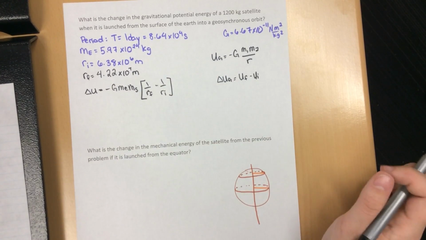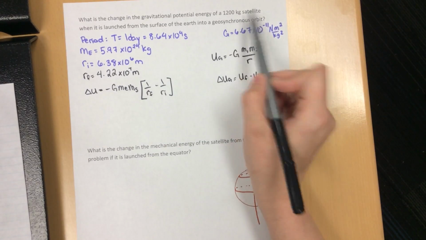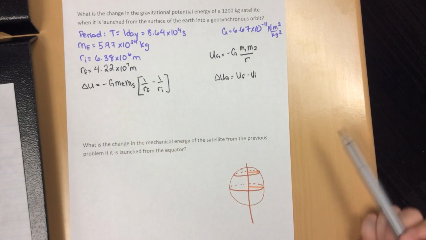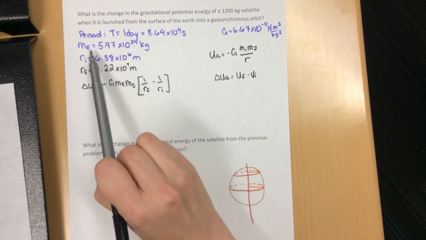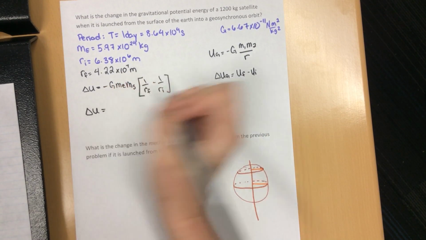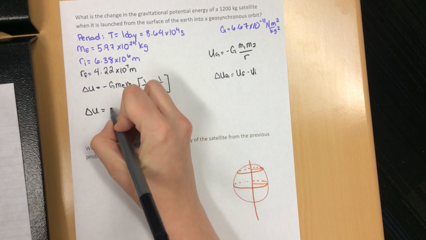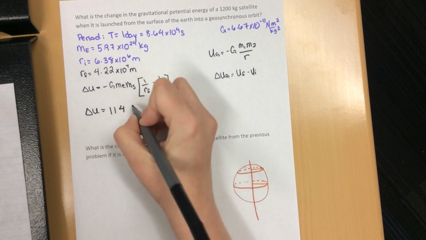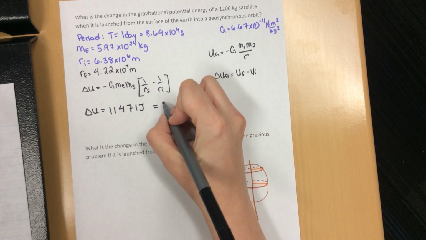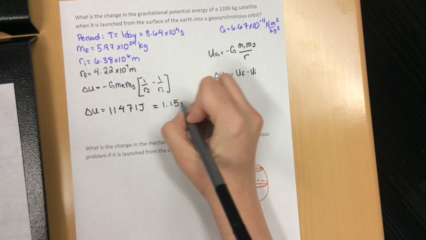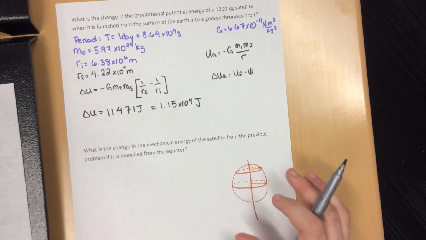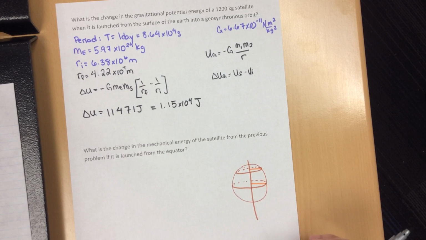So now we can go ahead and plug all of our numbers in. We have the mass of the Earth, we have the mass of the satellite, we have the period. This period was actually used to find my orbital radius, and we have our two radii. When we plug everything into the calculator, we get a change in potential energy of 11,471 joules. If we round that to sig figs or put it in scientific notation, we get 1.15 times 10 to the 4th joules. This is our change in potential energy for our satellite when we launch it into a geosynchronous orbit.